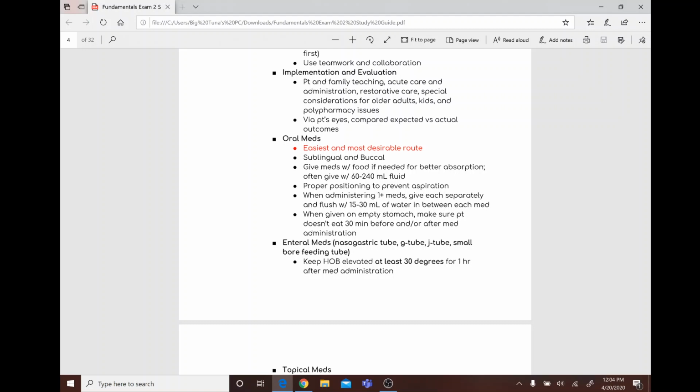So what are we going to do if we give more than one oral med at a time? Give each of them separately and flush 15 to 30 milliliters of water in between each med. So, when we're trying to give them on an empty stomach, what are we going to do for oral meds? They can't eat anything 30 minutes before or 30 minutes after.